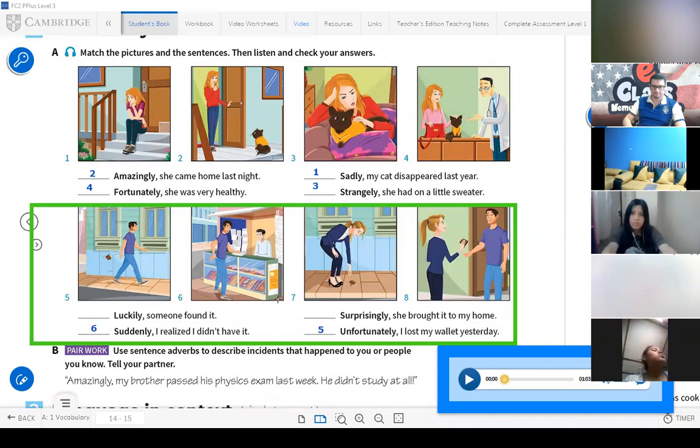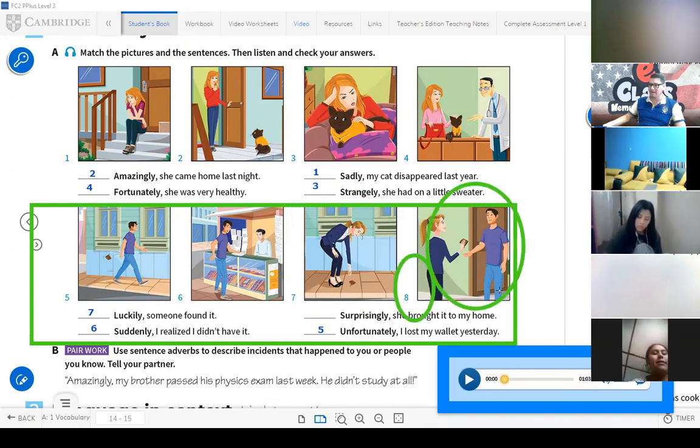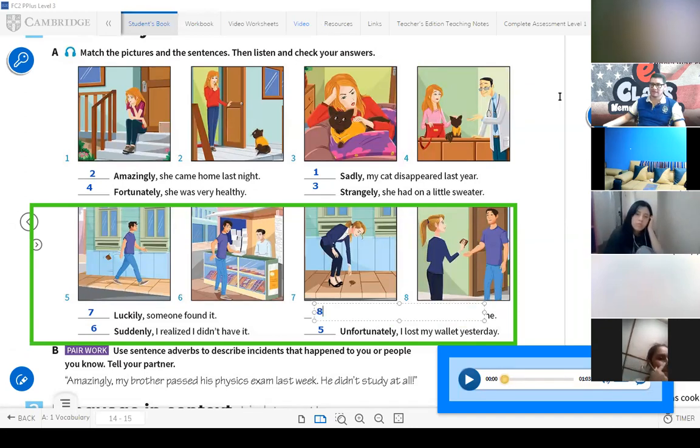Looking like someone found it. Oh, very good, Dolores. Very good, Crispin. No, luckily, someone found it, right? Afortunadamente, luckily, someone found it. And you know, number 8, what is left, right? What is left? This. Surprisingly, she brought it to my home. And this is number 8. Okay, that's the order of the 2 stories.